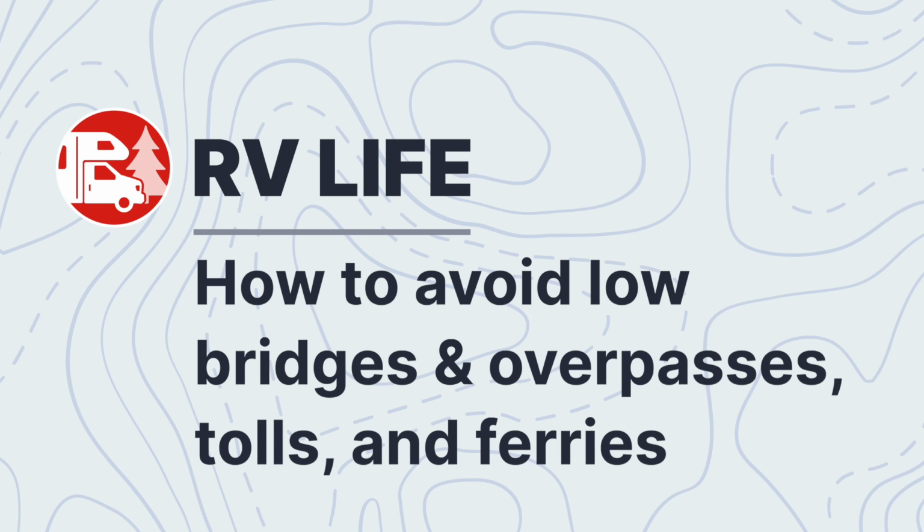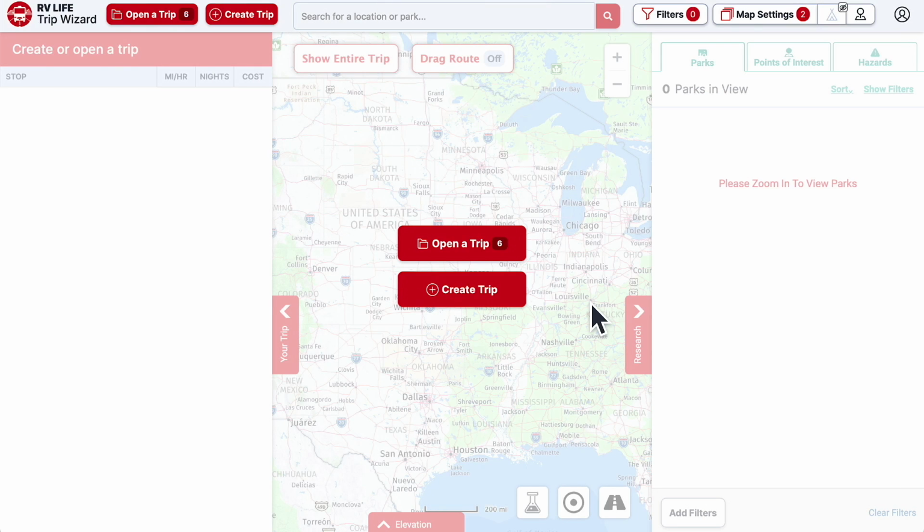RV Life Trip Wizard can help you travel safely, with routes that can be customized based on your own rig's dimensions. This helps you avoid bridges and overpasses that are either too low or not able to handle the weight of your vehicles. Your routes can also take into account your preferences to avoid things like ferries and tolls.